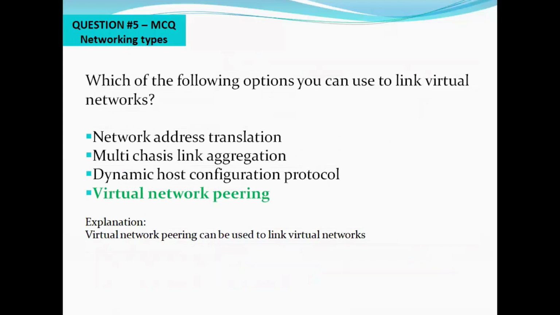Question 5. Again, it's a multiple choice question on networking types. Which of the following options can you use to link virtual networks? As the keyword here is link virtual networks, virtual network peering is the right answer. Other options, network address translation, multi-chassis link aggregation, and dynamic host configuration protocol, are not in our Azure scope. So it's clearly visible that virtual network peering is the right answer.